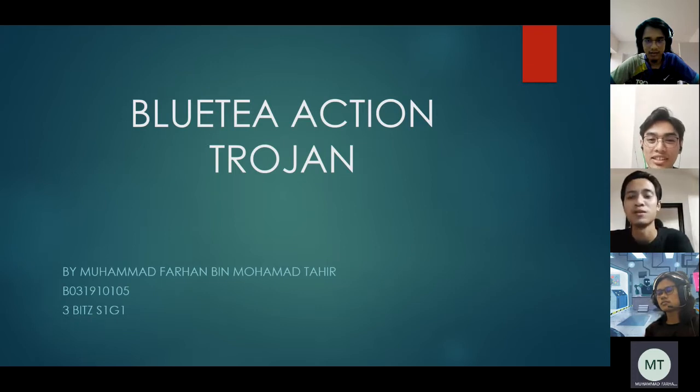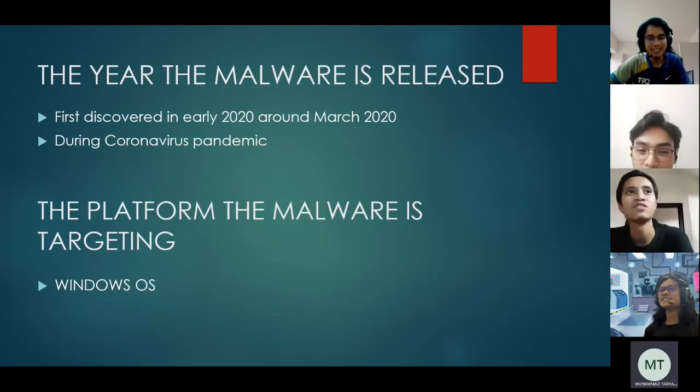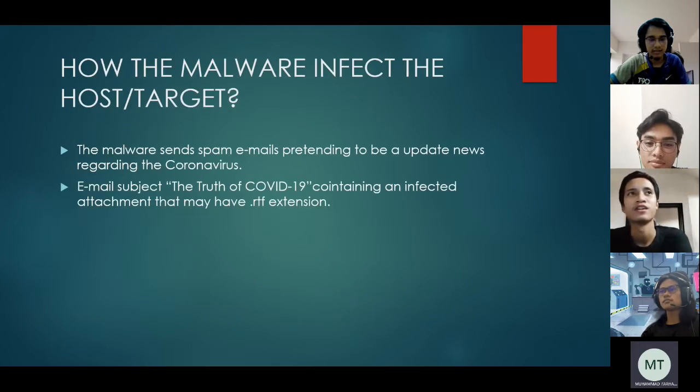I will talk about the Bluetea Action Trojan. This malware was first discovered in early 2020, around March 2020, during the coronavirus, and the platform that this malware is targeting is Windows OS. And how does the malware infect the host or target? The malware sends spam emails pretending to be update news regarding the coronavirus. The email subject will be about the truth of COVID-19, containing an infected attachment that may have an RTF extension.